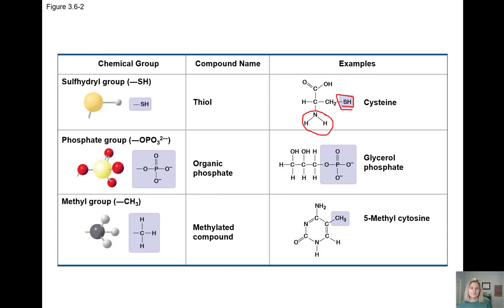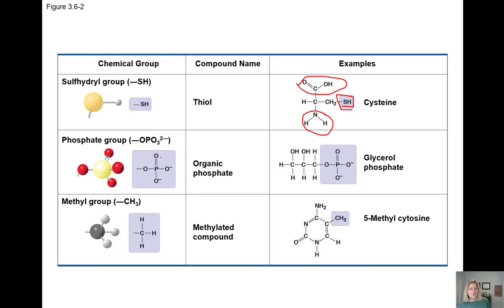Hey, what's that? Okay, so we're starting to identify. This is actually an amino acid. Cysteine is an amino acid because it has an amino group and a carboxylic acid, or carboxyl group. But it also has this sulfhydryl group, so that unique thiol compound is going to be added.